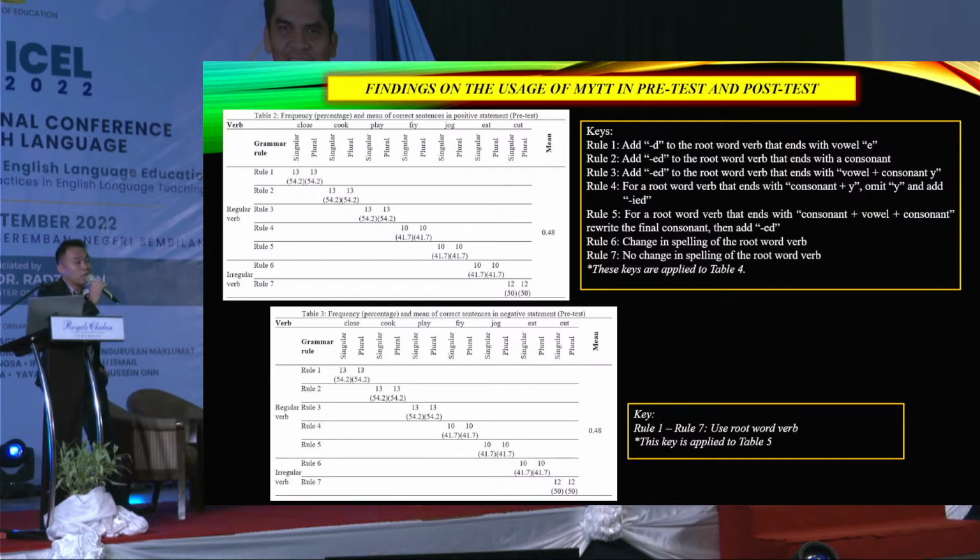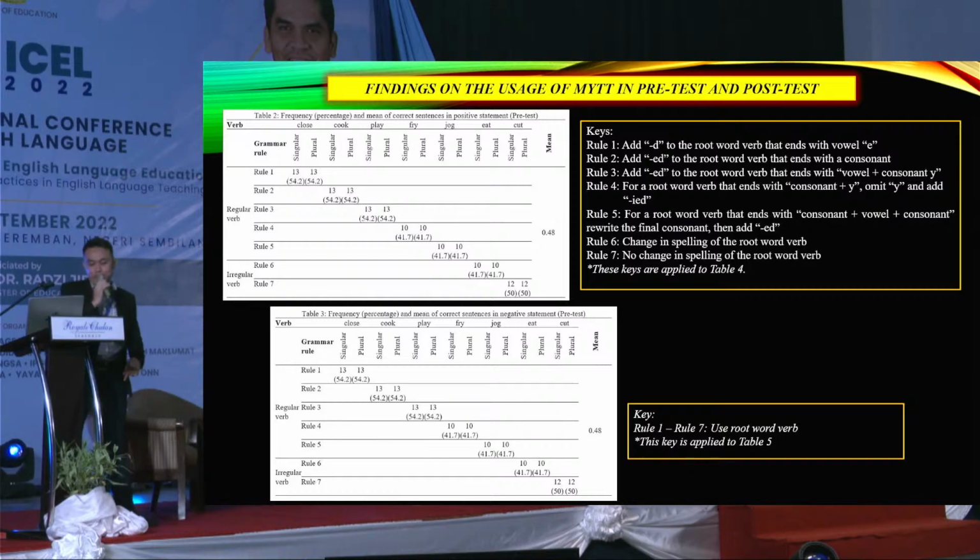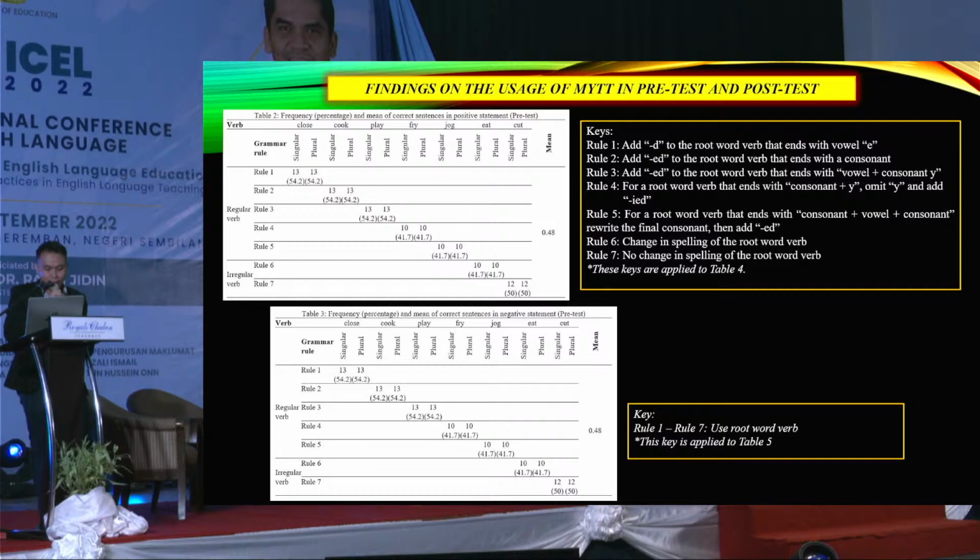Very simple for them. So this MyTT actually is very useful, not only for primary school, I suppose, but for secondary school, especially for the low achiever pupils. So the teachers, you can use this MyTT. You can do an adaptation from MyTT. Okay. All right. Next slide, please.